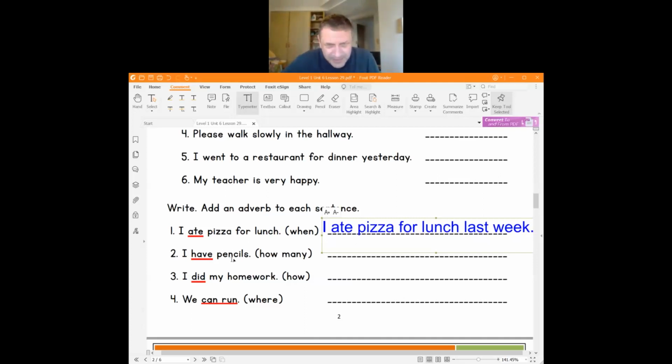I have very pencils. That doesn't work. I have 2 pencils. That doesn't work. I have pencils too. That works. You have pencils. I have pencils too. I have a lot of pencils. That we can do. I have a few pencils. We can say that. I have many pencils. We can also say that. Or we can put a different one in that's not in the box there, but also talks about how many.